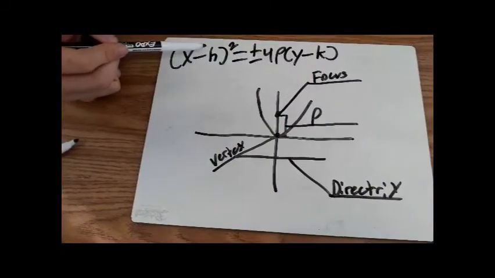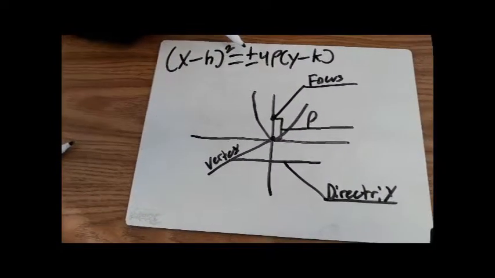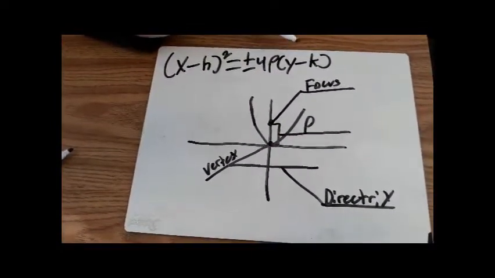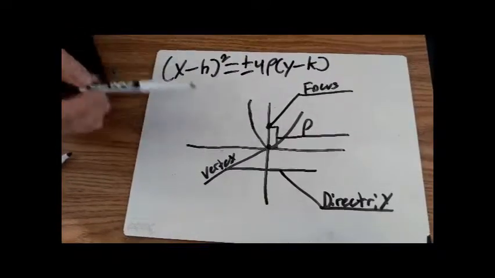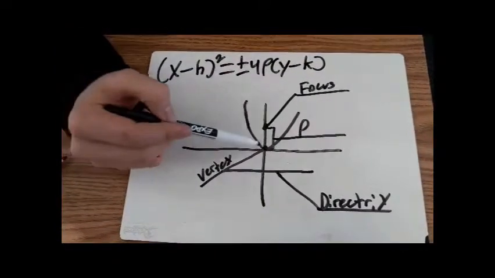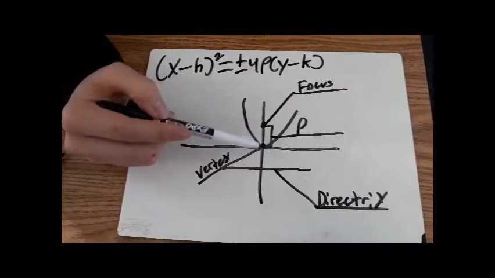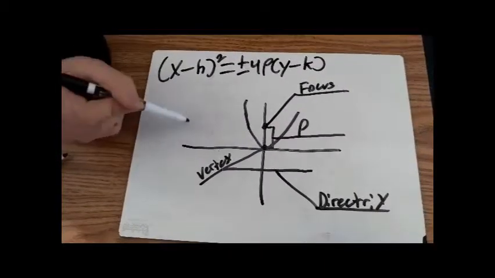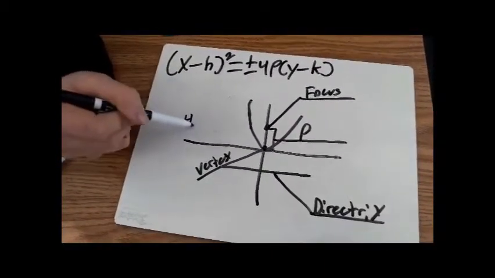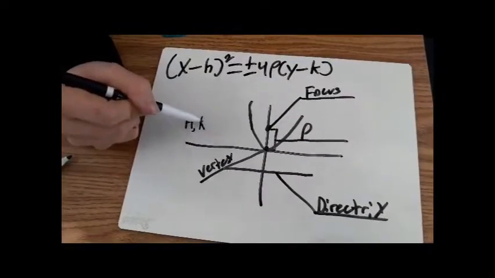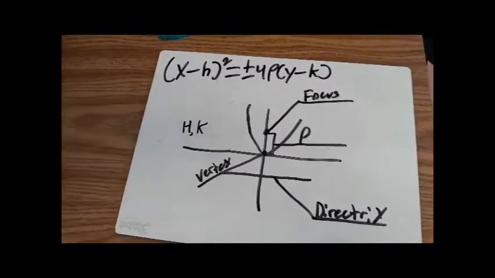(x - h)² = ±4p(y - k), and h and k is the point at the vertex. So it'd be (h, k) at the vertex.